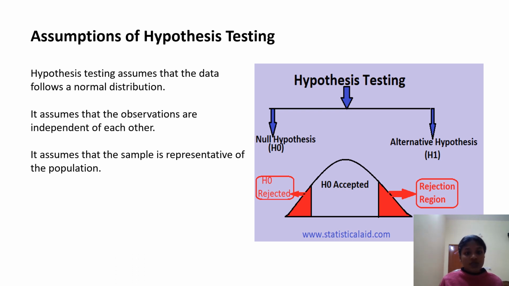Assumptions of hypothesis testing. Hypothesis testing assumes that the data follows a normal distribution. The assumptions also relate to the level of measurement of the variable, the method of sampling, the shape of the population distribution, and the sample space. It assumes that the observations are independent of each other. It assumes that the sample is representative of the population.